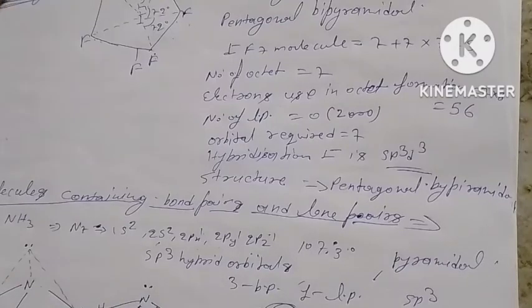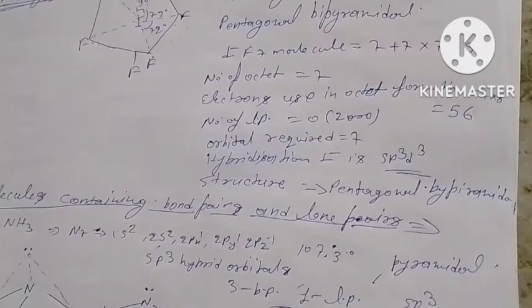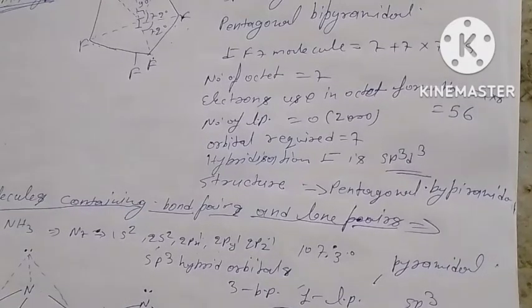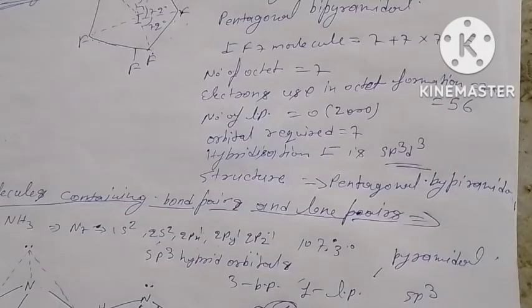Okay, and thus the shape is pyramidal. Okay, this is the structure and shape of ammonia molecules.